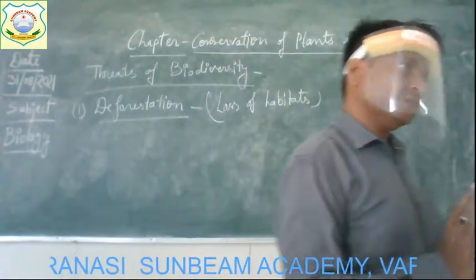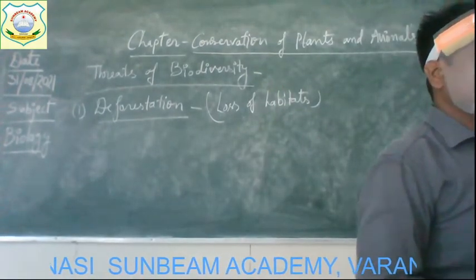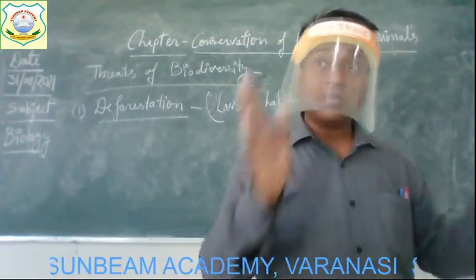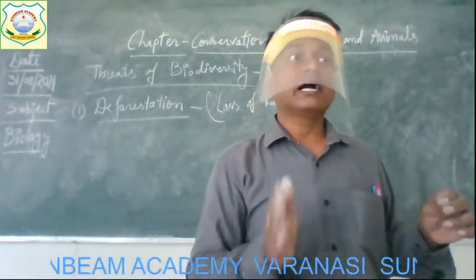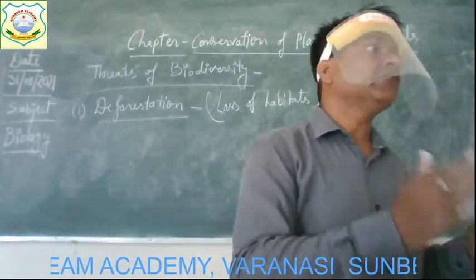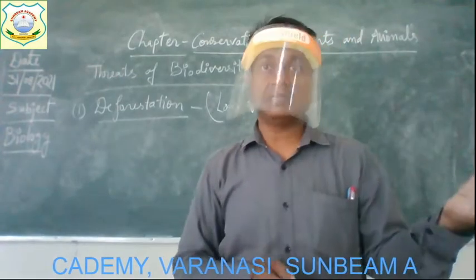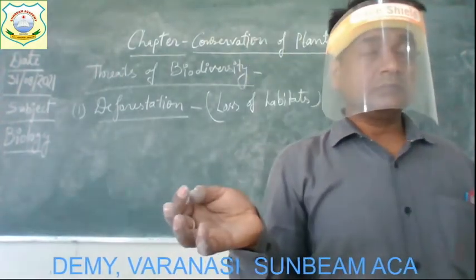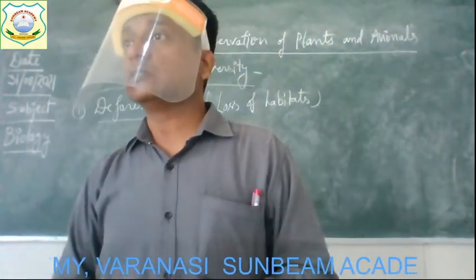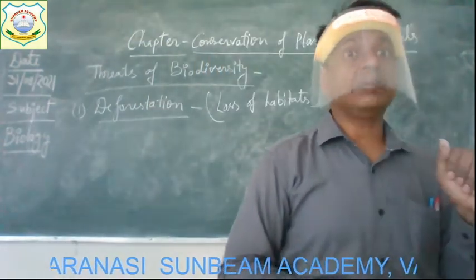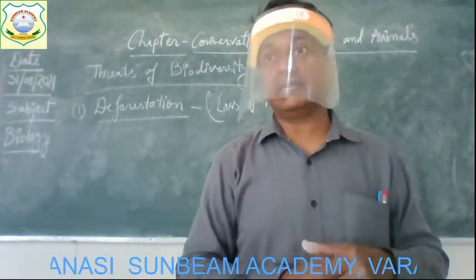Habitats, what? Is the meaning of habitat clear or not? Habitat means a natural place where a kind of animal is living naturally. Naturally, that is their habitat. The animals are also kept in zoos, but the zoo is not the natural habitat. It is an artificial habitat.